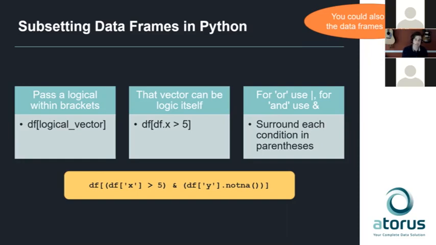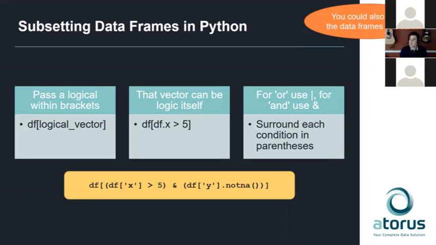Within Pandas, there's a number of methods that are available to do some particular checks. It's a very powerful library, so there's a lot to that, and that's something that's worth looking up. But here, if I wanted to find records where the x variable is greater than 5 and the y variable is not NA, I can surround both of those in parentheses and use the AND, or the ampersand, and then I will get records from df matching that expression.